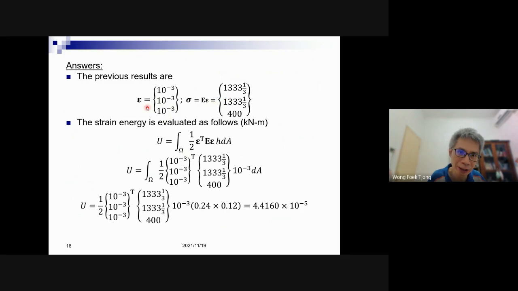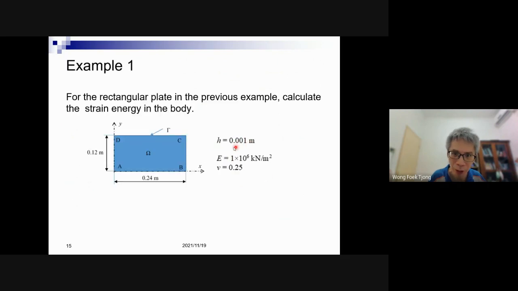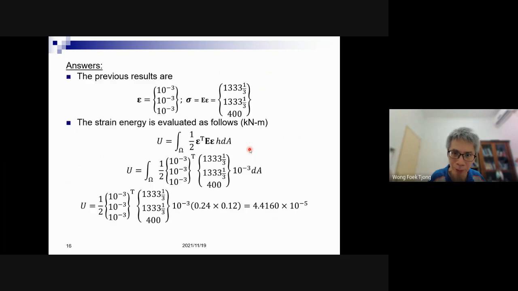And if you know the strain and stress, it's easy to calculate the strain energy. Just use this formula: 1/2 strain times the stress. This is stress, right? E epsilon. So 1/2 strain times stress. The thickness H is given. This is 0.001 meter, or 1 millimeter actually.